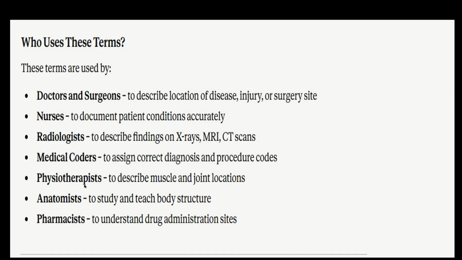Next is the physiotherapist. Most often, when a physiotherapist describes the muscle or joint location in a body, they use these terms, which help them explain the exact position in the human body in terms of muscles and joint locations. Next is the anatomist. To study and teach body structure, they should know all these terms, because they are doing research work and will find things out accordingly.